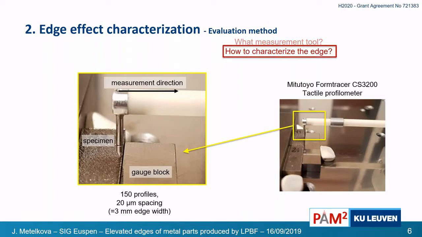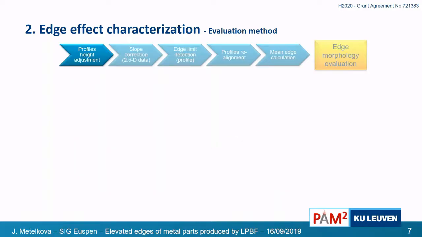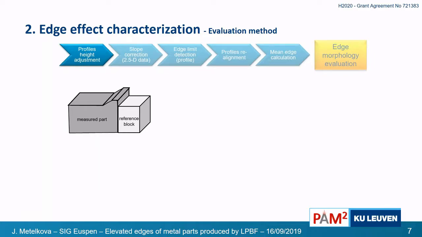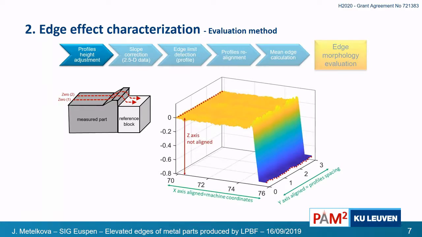I showed you the method that we chose, but how were we going to characterize the edge? First of all, you have to consider that every time the probe makes contact with the surface and gets over the edge, the zero, so the height coordinates, are different. So in the end, you end up with quite a flat beginning of all the profiles, but a very wavy surface that is actually flat because we are landing on a gauge block. So this is the first step that we have to correct.